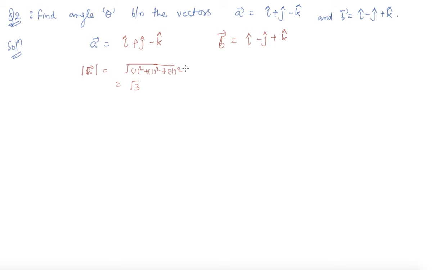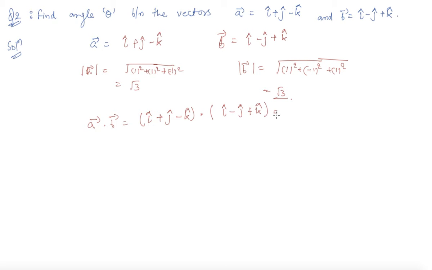This is minus 1 square, which is also the same. And mod B is also the same, 1 square plus minus 1 square plus 1 square, which is also root 3. So as we have found out the mod, we need to find out the angle between these two vectors. So A dot B is also equal to root 3 into root 3 into cosine of theta.